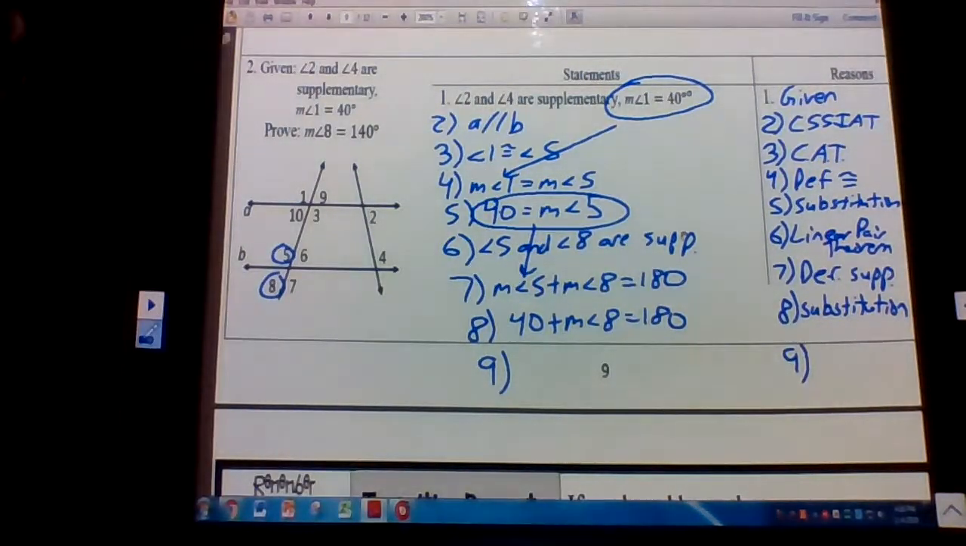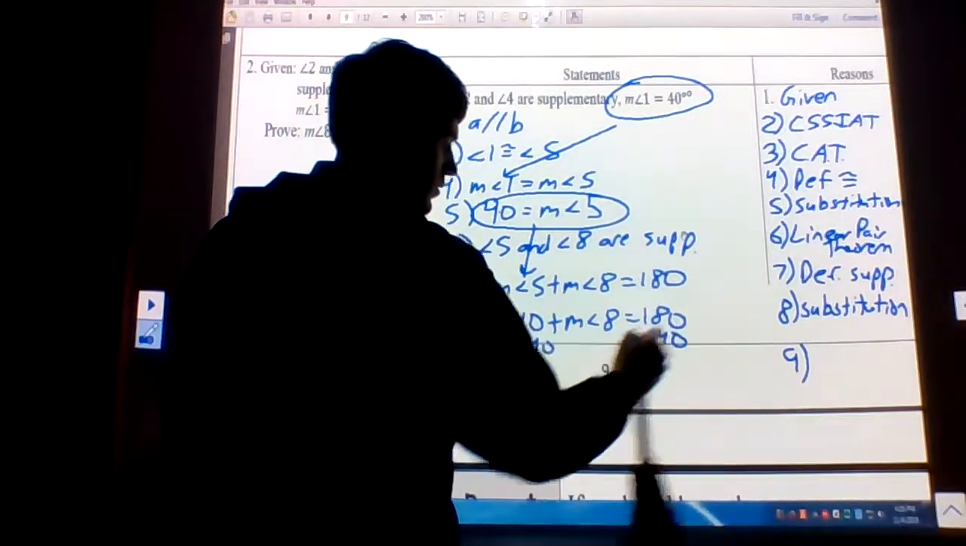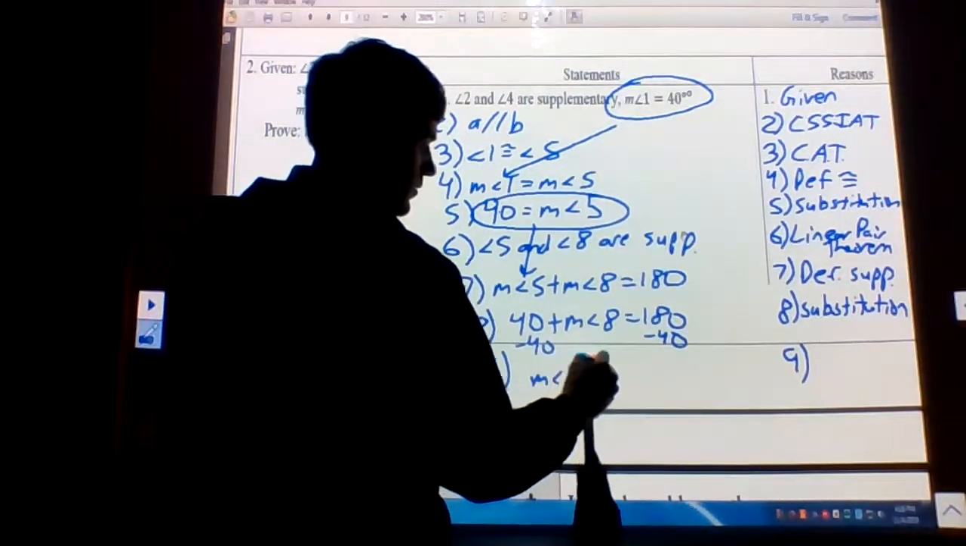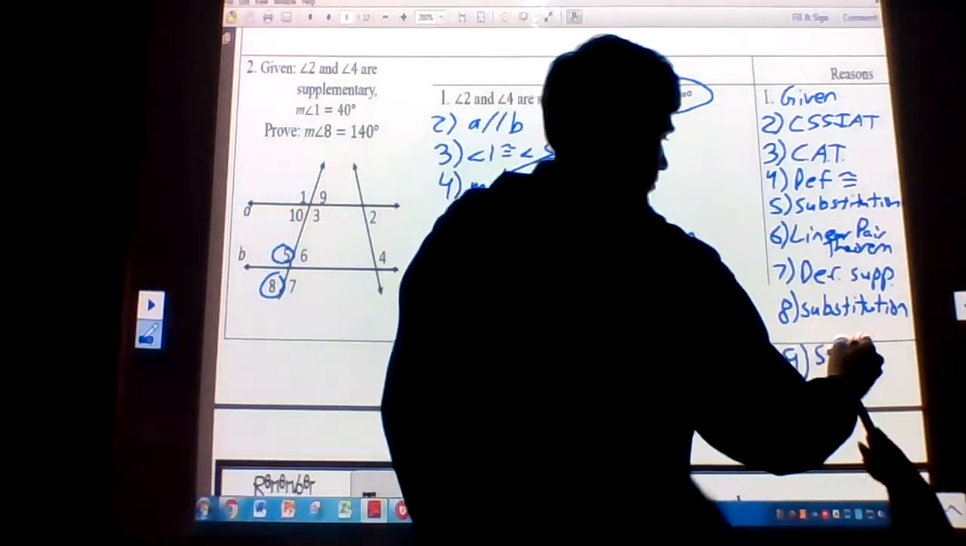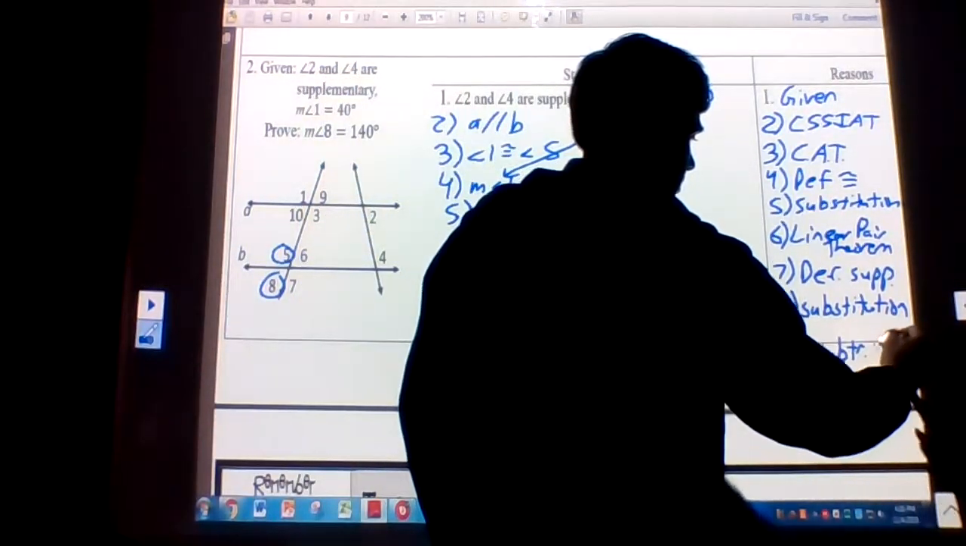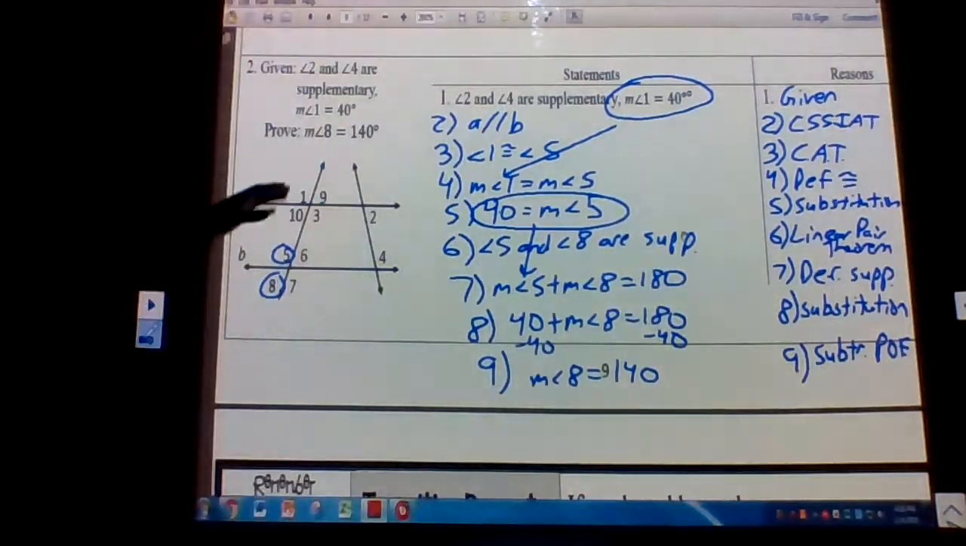We can subtract 40 from both sides. So we're going to get the measure of angle 8 equals 140. And that is subtraction property of equality. Okay? And that's what we're trying to prove.